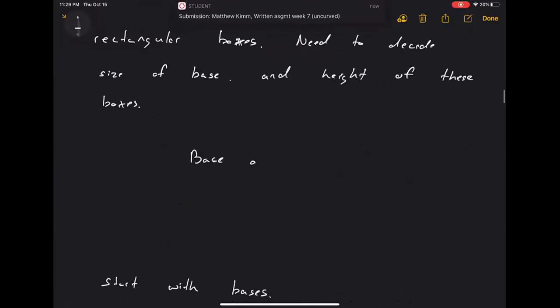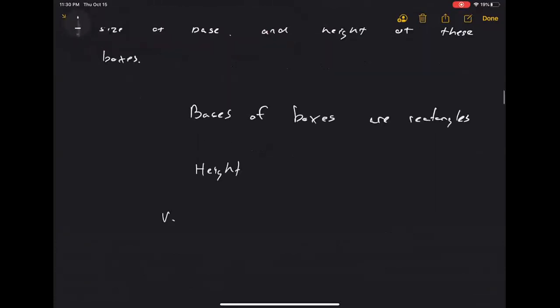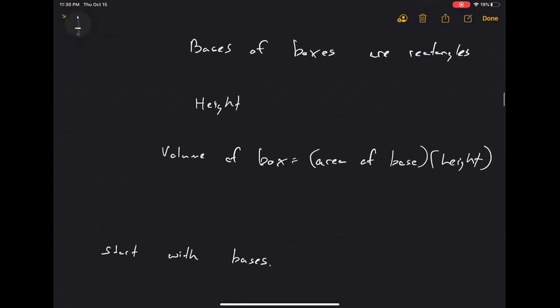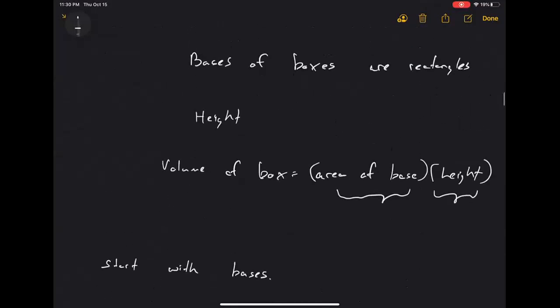I apologize if you keep seeing those assignments pop up from people. The bases of my boxes are rectangles, and then we have a height to our boxes as well. So the volume of our individual boxes for my approximation equals what? The area of the base times the height. So I'm making these boxes to approximate my volume. I need to be able to figure out what the area of the base is and what the height of the box is. Okay, so let's start with the bases of the boxes.